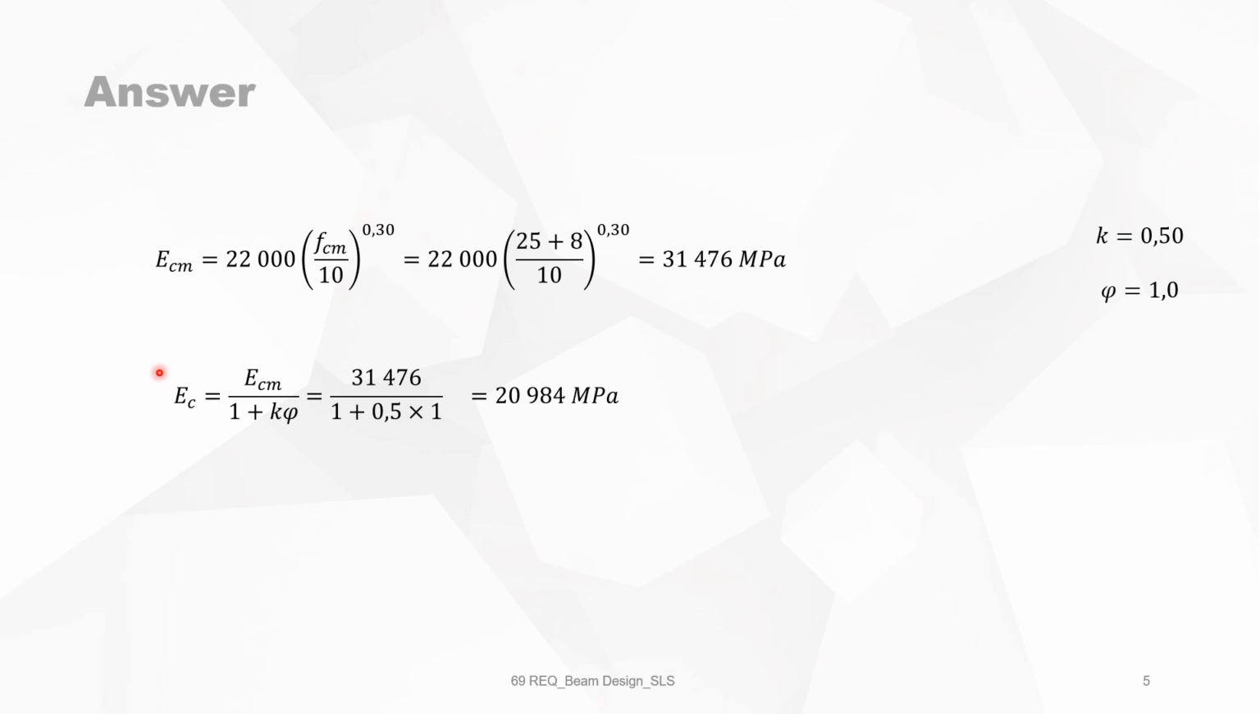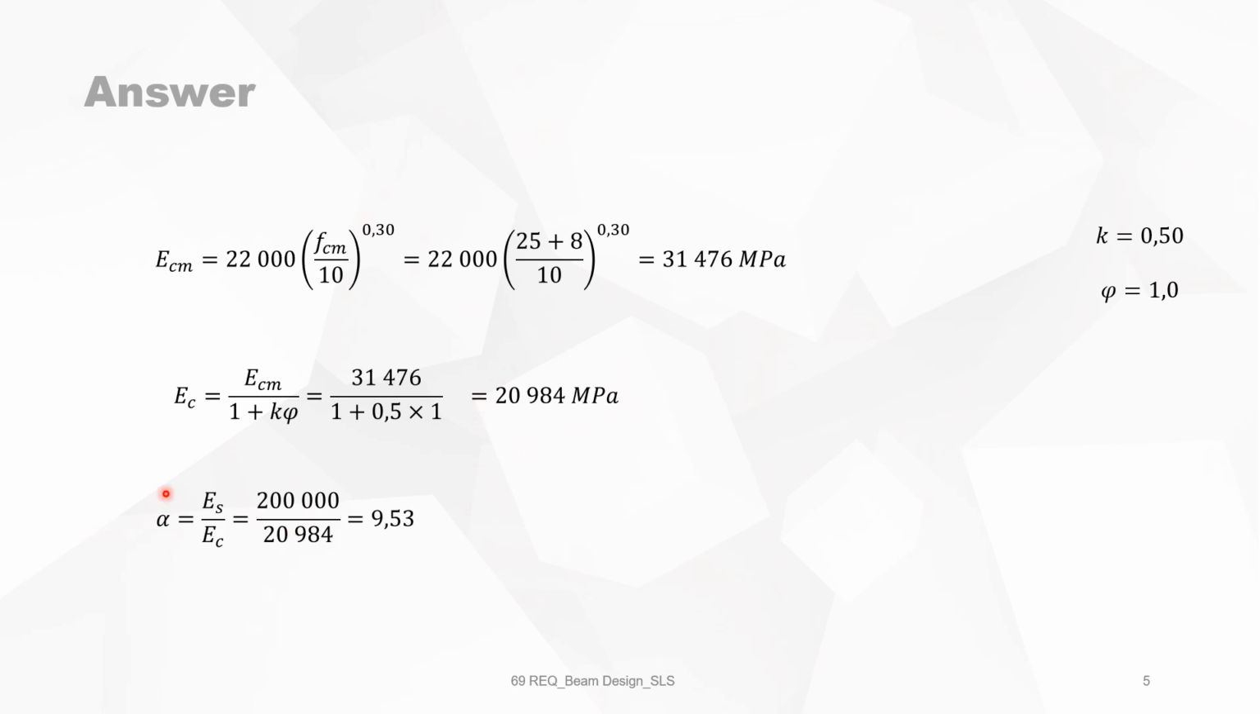The modulus of elasticity of the concrete on the long term is the mean value divided by 1 plus K phi. K value, we know it's 0.5, phi was 1. So the modulus of elasticity of the concrete that we are going to take into account is 20,984 megapascal. That is the long-term value.